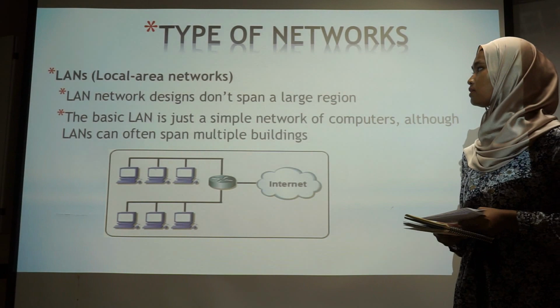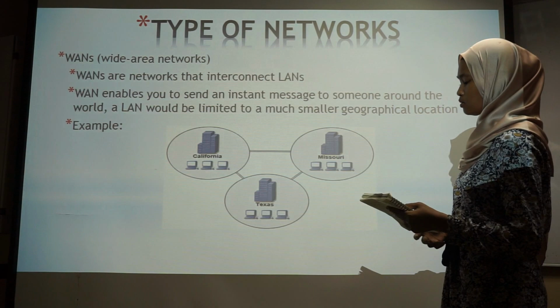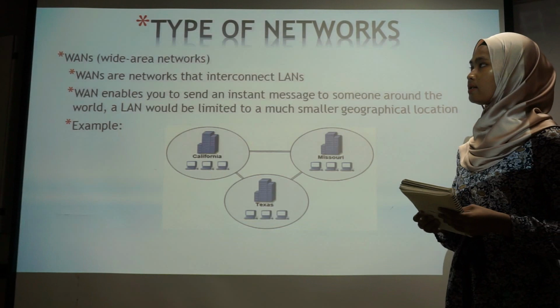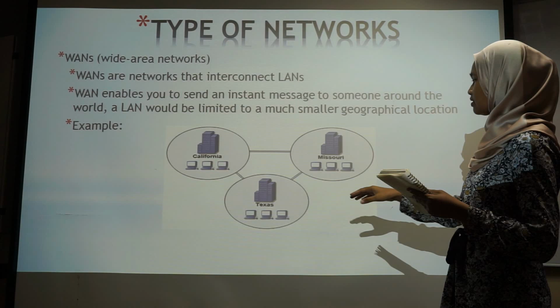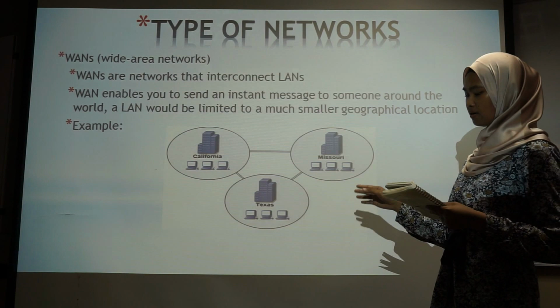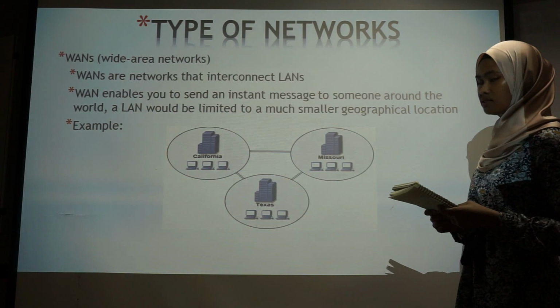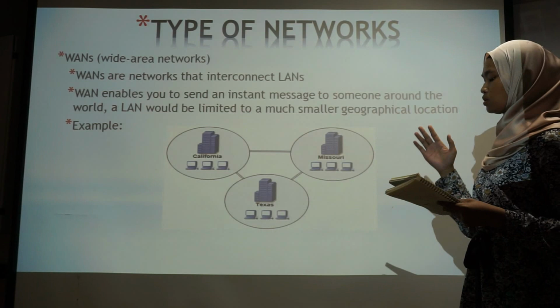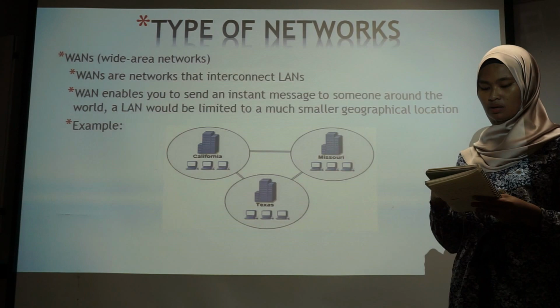The next one is WANs, which means wide area networks. WANs are networks that interconnect LANs. For example, a company that has offices in three separate states. If the company wishes to have each office on the same network, they will need to somehow connect the LANs together. Whereas a WAN enables you to send instant messages to someone around the world, a LAN would be limited to a much smaller geographical location.